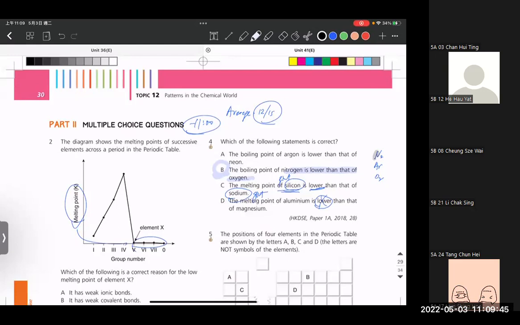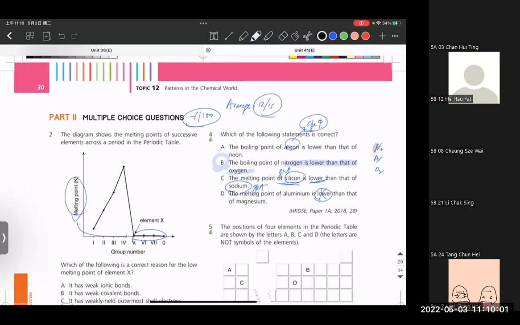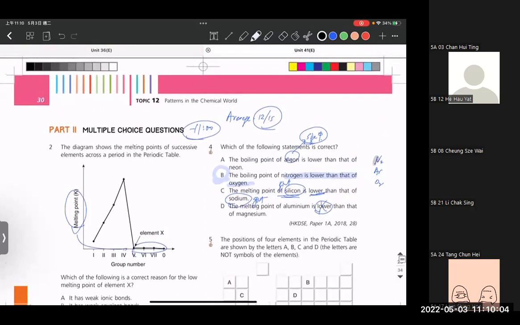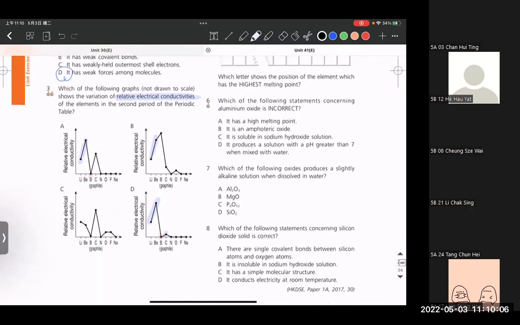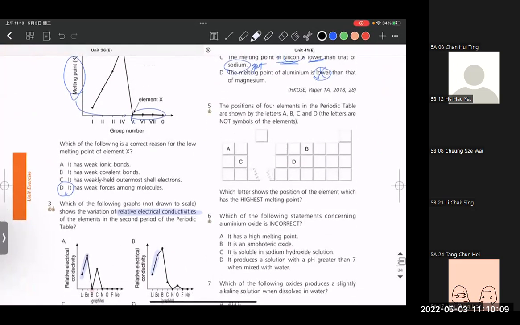And for A, the boiling point of argon and neon, lower. No, it's relative, because of the difference in size. This one is having a larger size. Of course, the van der Waals force is larger. So A must not be chosen. Question 5, which letter shows the position of the element with the highest melting point? So it's not that difficult. You choose the one which is rank number 14, silicon, and you can get the answer.